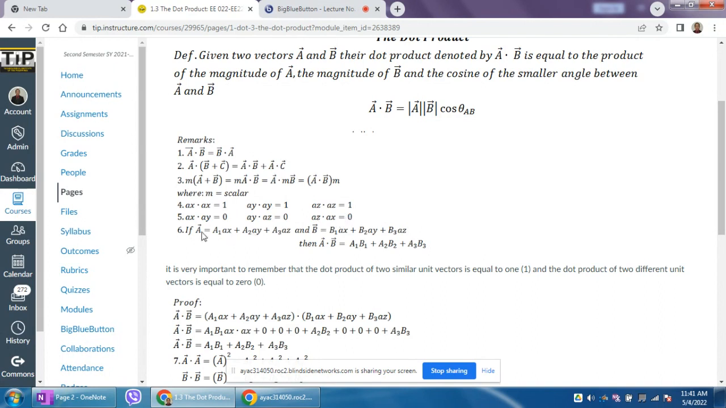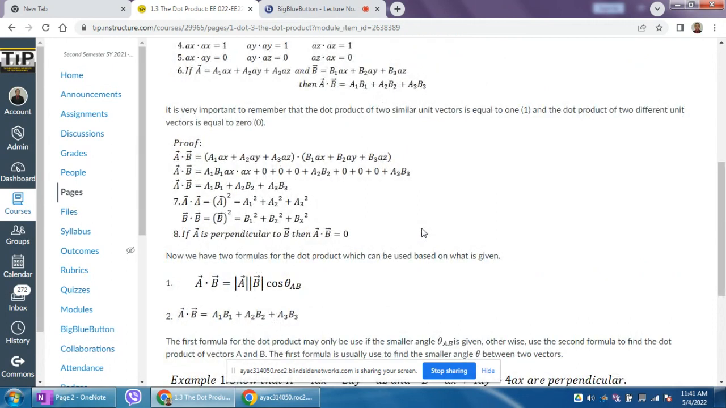Number 6, if vector A is given by A1AX plus A2AY plus A3AZ, and vector B is given by B1AX plus B2AY plus B3AZ, then A dot B is equal to A1B1 plus A2B2 plus A3B3. Take note of this. Dalawa na po yung formula natin for dot product. Ito po may cosine ng angle at itong A1B1 plus A2B2 plus A3B3.